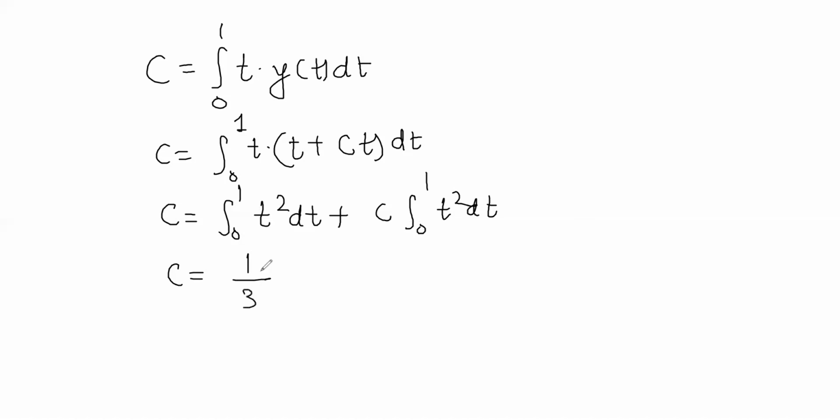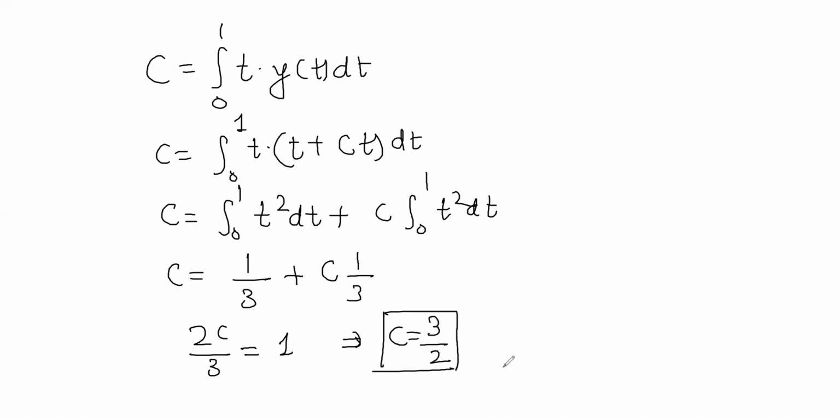So I'll be getting 1 by 3 if you integrate. And here also you get c t squared, which will again be 1 by 3. So if I take this quantity here, 3 minus 1 will be 2c by 3, equal to 1. So this implies c will be equal to 3 by 2.